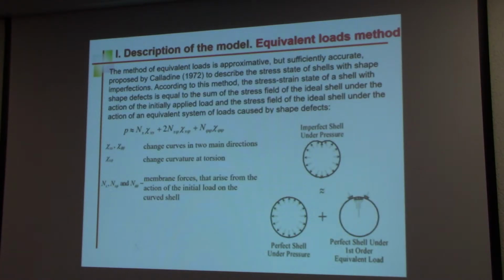I will talk about it a bit later, about how we'll account for that. So Kaledin in 1972 proposed an approximate equivalent loads method. Kaledin had a very simple idea that our imperfect shell under pressure can be composed from two cases: a perfect shell under our system of loads and a perfect shell under equivalent loads. The point is that our imperfections mean a change of curvatures, so additional loads will appear on these curvatures.